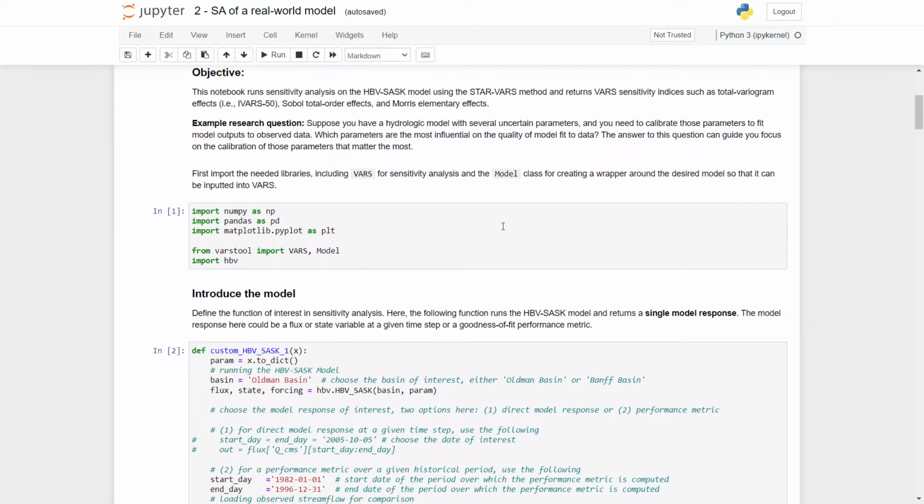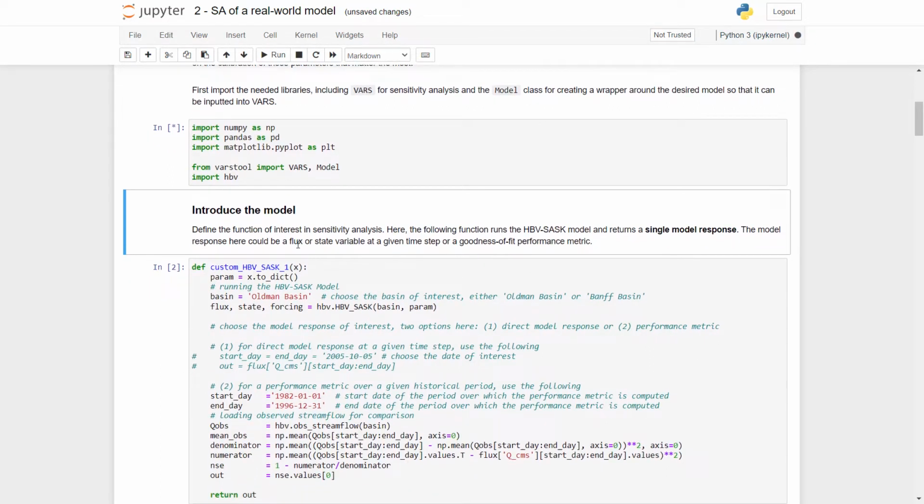First, we need to import the libraries. This includes VARS for sensitivity analysis and the model class for creating a wrapper around the desired model so that it can be inputted into VARS. We can run the cells by pressing Shift-Enter, and something like this should happen with a star here. And once it's finished running, it will show a number.